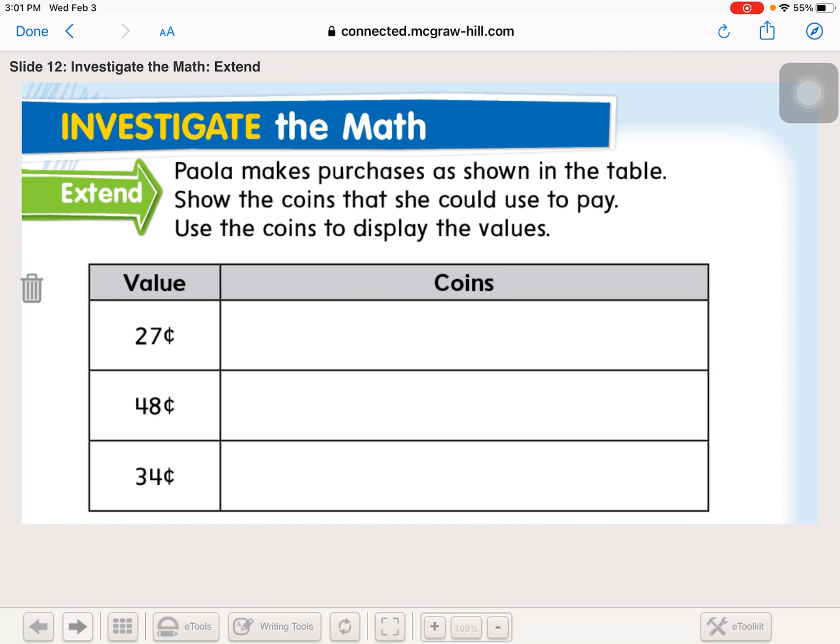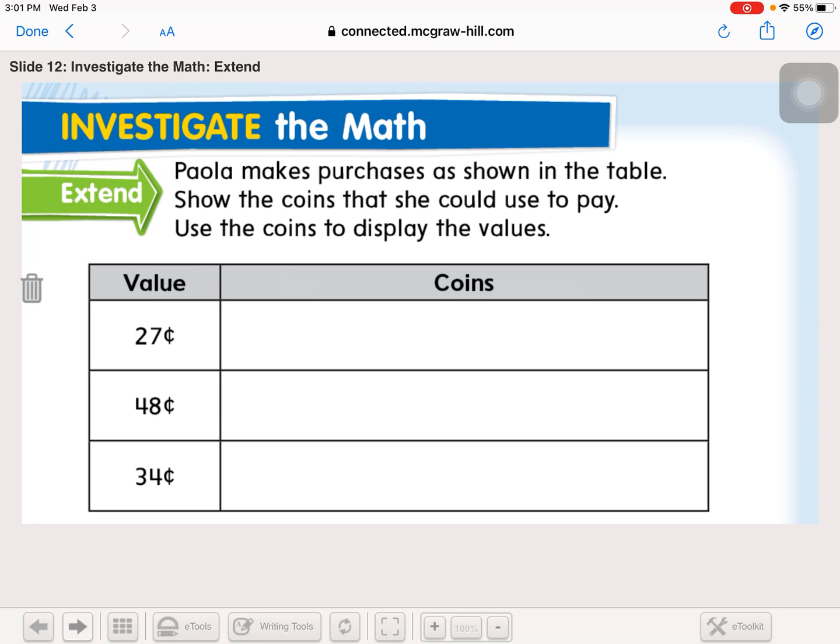It says, Paola makes purchases as shown in the table. Show the coins that she could use to pay. Use the coins to display the values. So this one could look a little bit differently for everyone, because you might choose a different combination of coins to make that amount. For example, with 27, you could do 27 pennies, right?